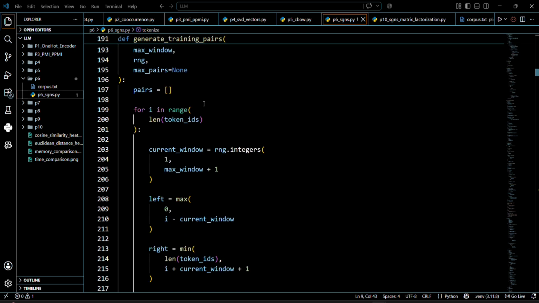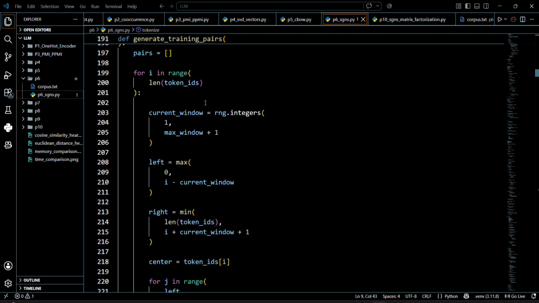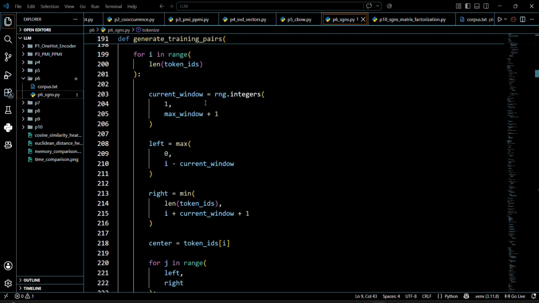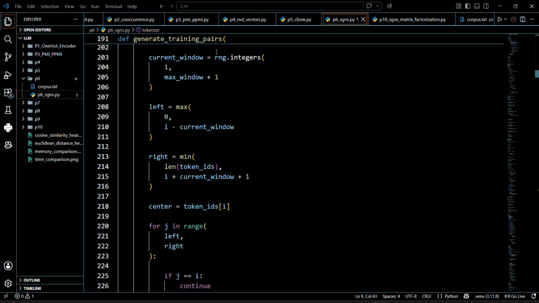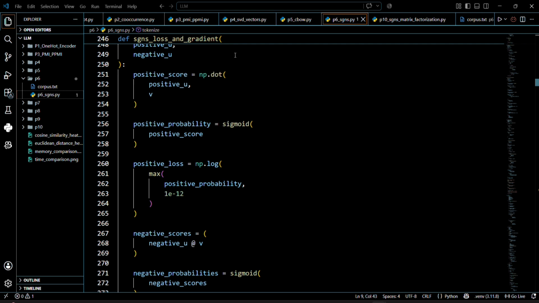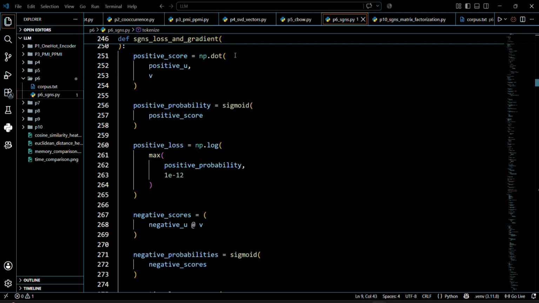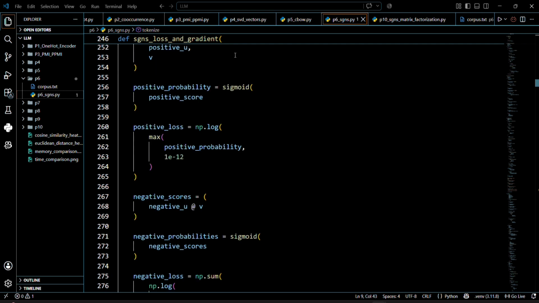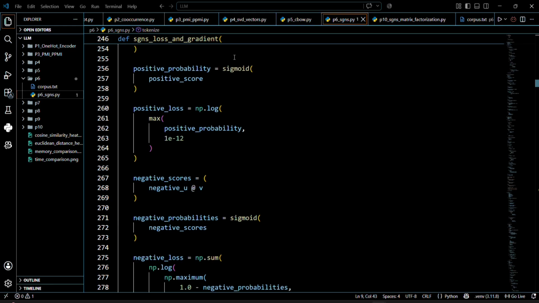For each center word, I randomly shrink the context window between 1 and the maximum window size. This creates the dynamic window required by the problem. For each positive center-context pair, I sample the required number of negative words.